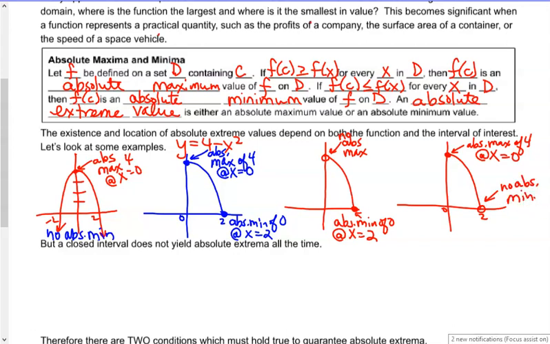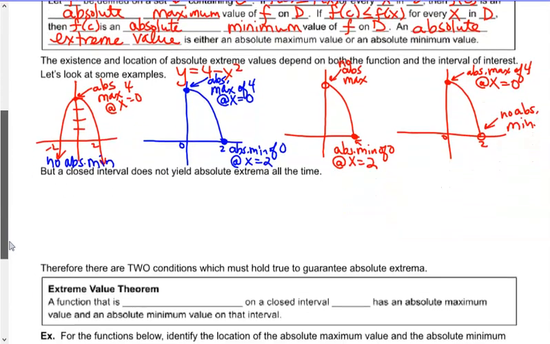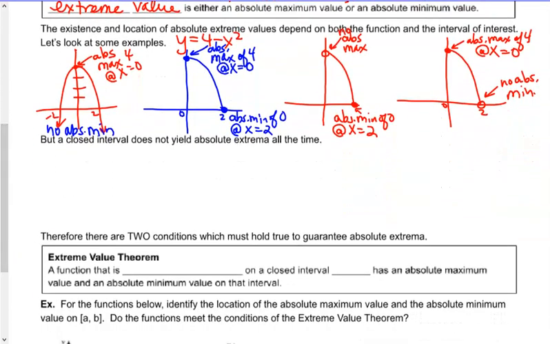Okay? So here are all kinds of different situations. When you're asked to graph something like that, you can mold it to what you need in order to create the conditions that you're given. Now, a closed interval does not yield absolute extrema all the time. So let's look at this.